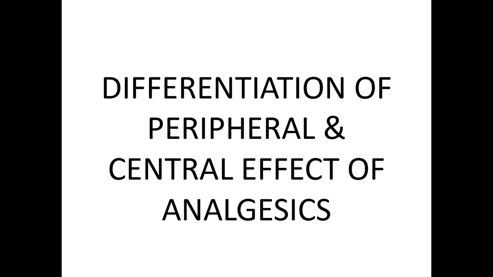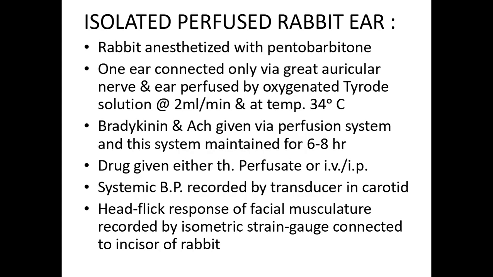Then coming to differentiation of peripheral and central effect of analgesics. So in the isolated perfused rabbit ear, the rabbit is anesthetized with pentobarbital, one ear connected only via the great auricular nerve and the ear perfused by oxygenated Tyrode solution at the rate of 2 ml per minute and at a temperature of 34 degrees Celsius. Bradykinin and acetylcholine are given via the perfusion system, and this system is maintained for 6 to 8 hours. Drug is given either in the perfusate or IV or IP, that is intravenous or intraperitoneal.